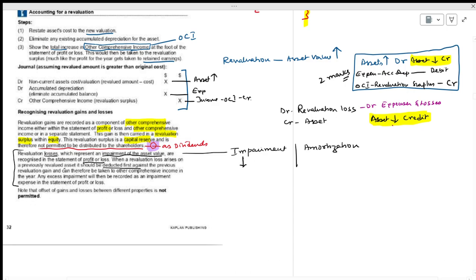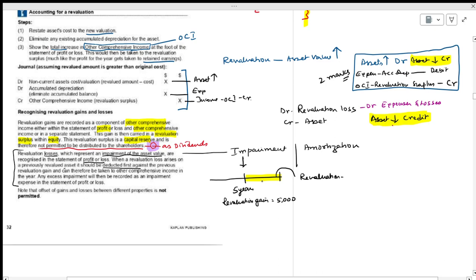Now, you asked me. I will explain very clearly. You will have an asset, and you have had the asset for 5 years. You made a revaluation, and you have a revaluation gain of 5,000. Now you are doing revaluation again. When you do the revaluation, you will get a loss.